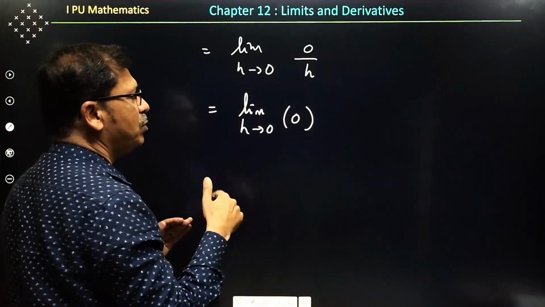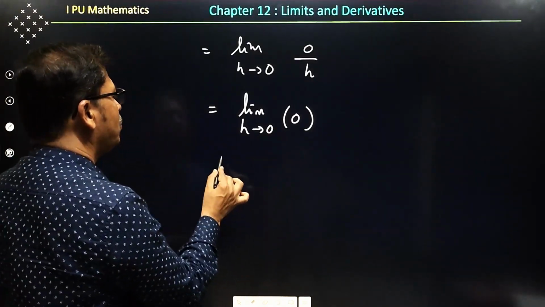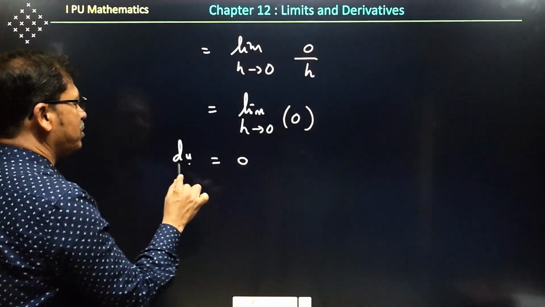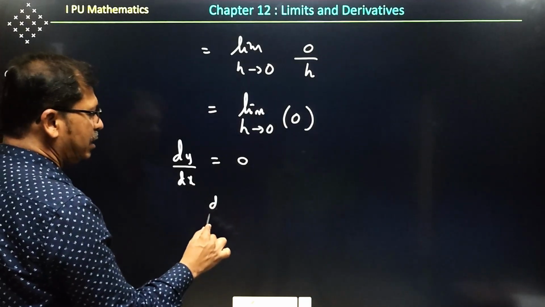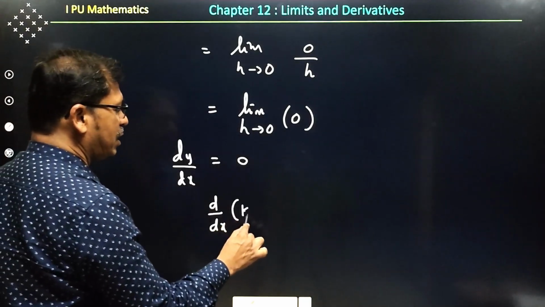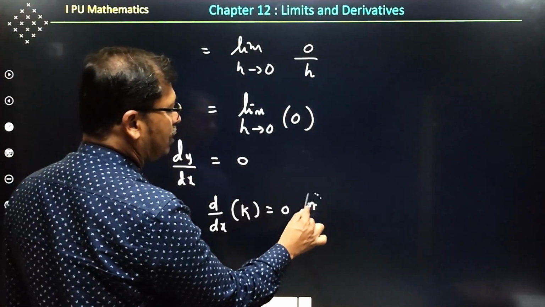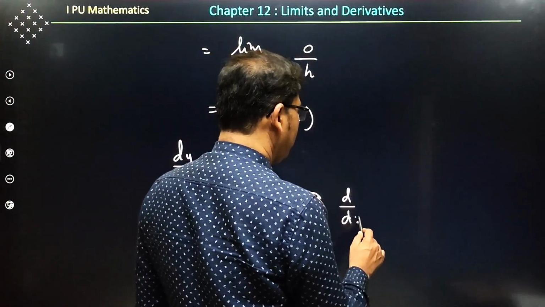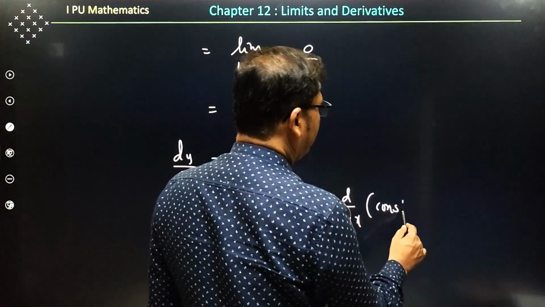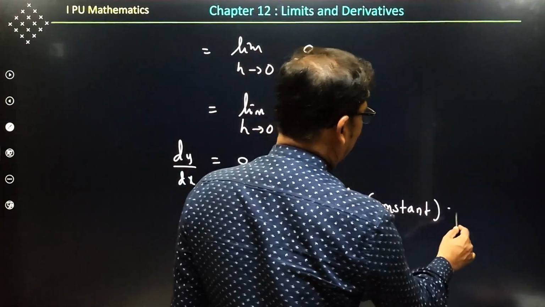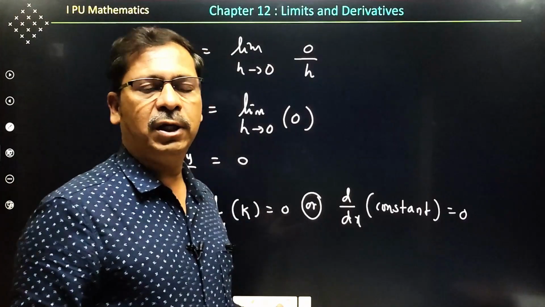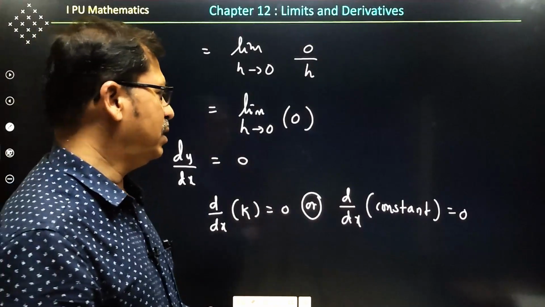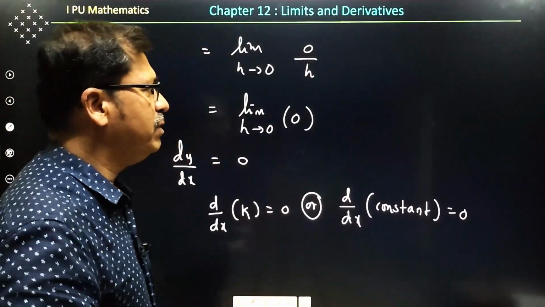Now h tends to 0, this 0 is a constant here. So its value is 0 only. Therefore, dy by dx is equal to 0. It means d by dx of some constant k is equal to 0. Or generally, verbally speaking, d by dx of a constant is always equal to 0. d by dx of 2, d by dx of 3, d by dx of 100, d by dx of lambda, d by dx of pi, all values are 0 here. So this is what you need to remember. This is the first result here.